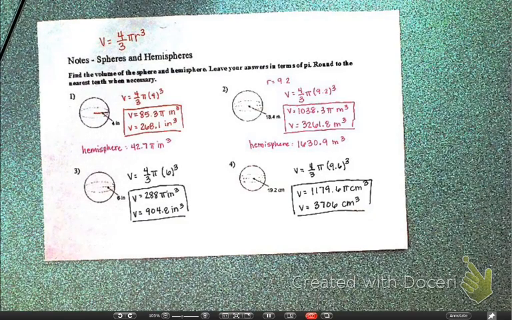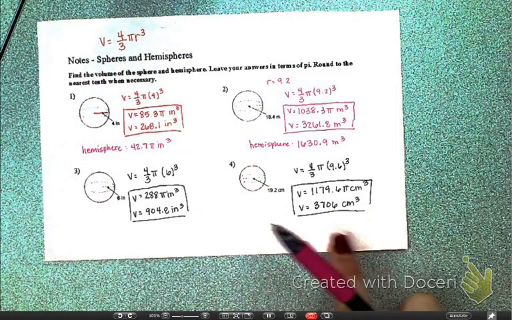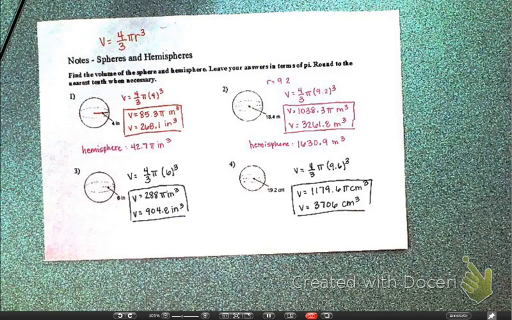Okay, so what I would like you to do for number 3, I want you to find the volume of a hemisphere in terms of pi. And for number 4, I want you to find the volume of the hemisphere rounded to the nearest tenth. It should take you 30 seconds.